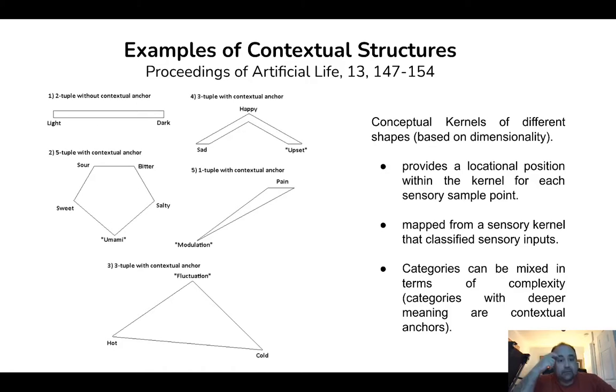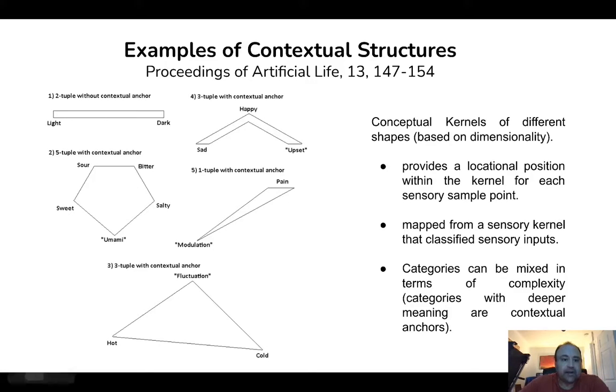So these contextual structures can be of many shapes and dimensions. So you can have two binary oppositions. You can have a binary opposition with a contextual anchor, which is more conceptual. You can have a one tuple, what we call, which is a single sort of thing. It's like a category, but it's also modulated by something. We don't know what, but it's also a category, and so it has this shape.